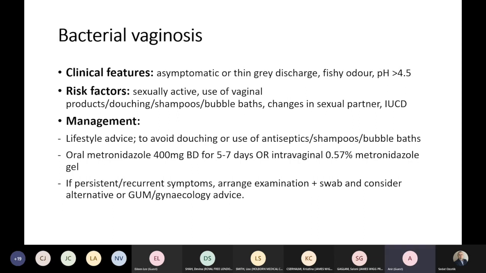With persistent or recurrent symptoms, the NICE guidelines suggest we examine and do a swab, and we can consider the alternative. So if we've used vaginal metronidazole, we can use the oral form and vice versa. And if they're still having persisting symptoms, we may want to revisit the lifestyle options, but also consider some input from the gynecology team or the GUM team, who may want to try more specialized things like clindamycin creams and things like that. Next slide, please.